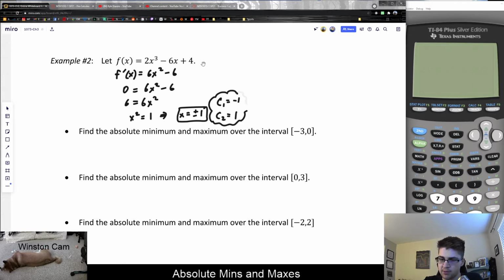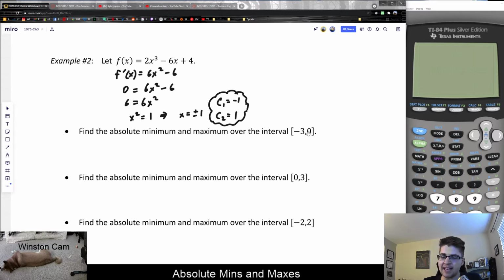And again, if we're using the minimum maximum principle to find absolute mins and maxes, we will need to list all of the points on the particular interval. Also, every single interval will have a slightly different process. So the first one says find the absolute min and max over the interval -3 to 0.